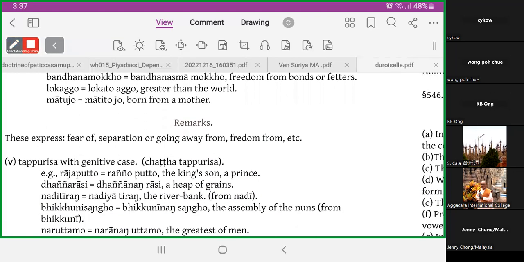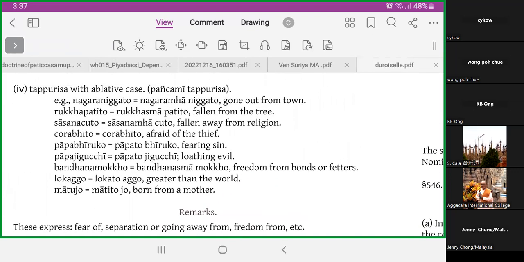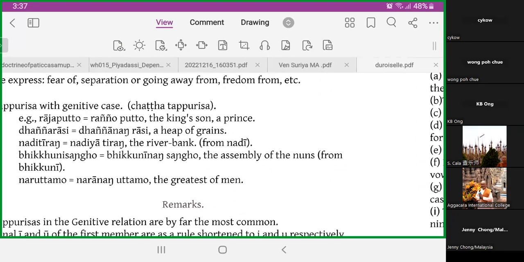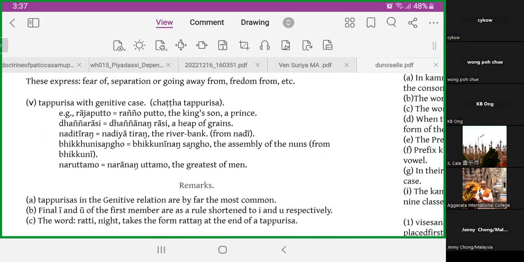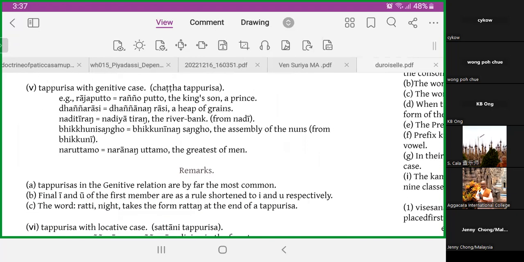So you can see the example. This expresses fear of separation or going away from, freedom from. Actually the meaning of ablative is leaving or departing from one point to another place. It's like moving away. This is the meaning of ablative. Okay, now next one, number 5.